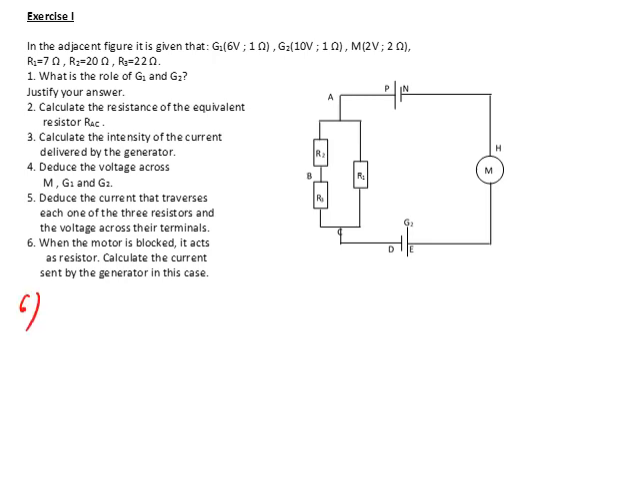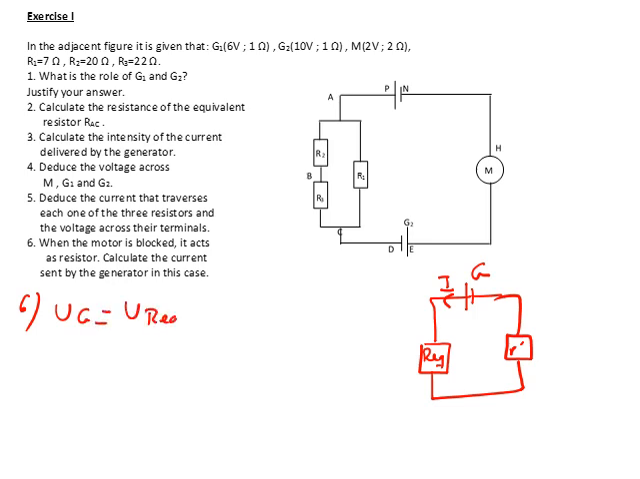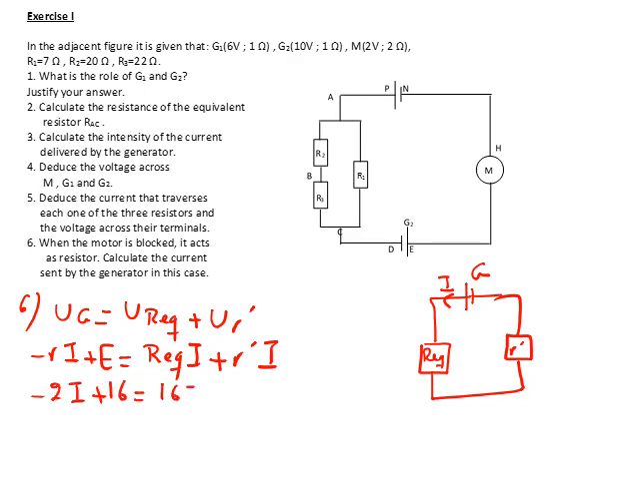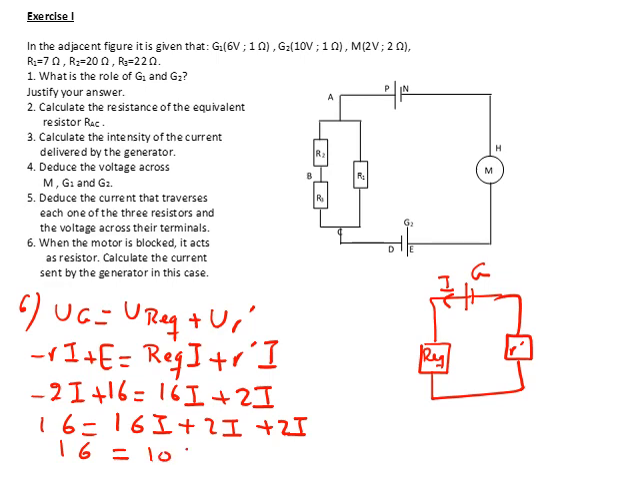Number 6. When the motor is blocked, it acts as a resistor. So the circuit is generator, R equivalent, R prime, and since the motor is blocked, the current is I. U across generator equals U across R equivalent plus U across R prime, minus R I plus E, equal to R equivalent I plus R prime I, minus 2I plus 16 equals 6I plus 2I. 16 equals 6I plus 2I plus 2I, so 16 equals 10I. Then we can say that I equals 16 over 10, which is 1.6 ampere.